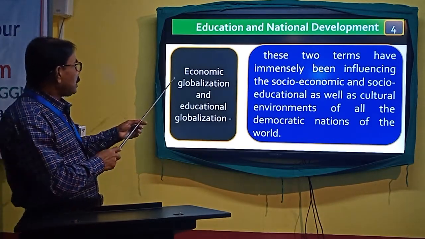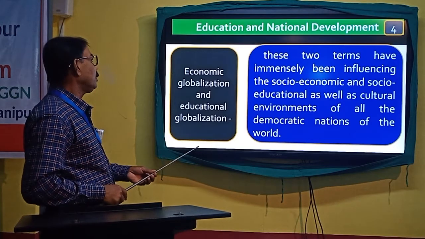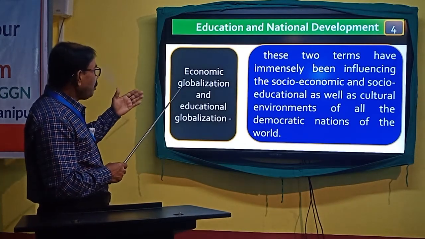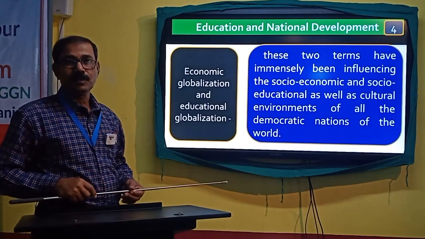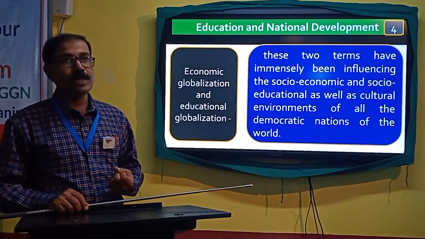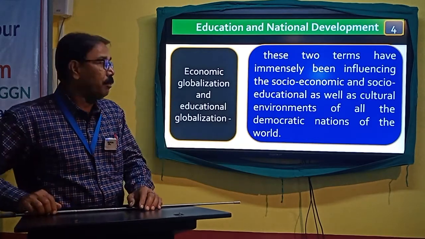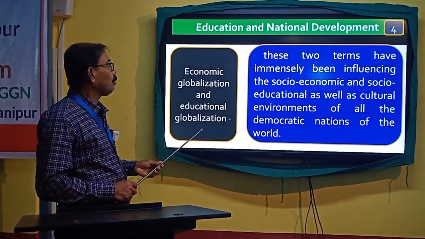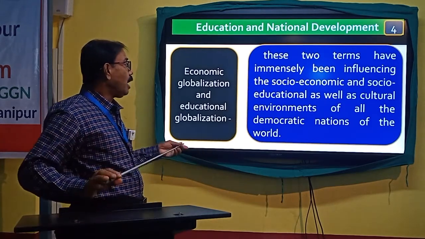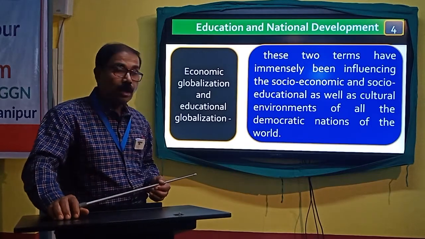Friends, this is the term economic globalization, which has long been uttered by us and throughout the globe, or by the people of the global nations. So economic globalization and educational globalization, these are two terms which have special importance in understanding the role of education in helping to prosper, or in this process of expansion of knowledge economy. These two terms have greatly been influencing the socio-economic and socio-educational as well as cultural environments of all the democratic nations of the world.